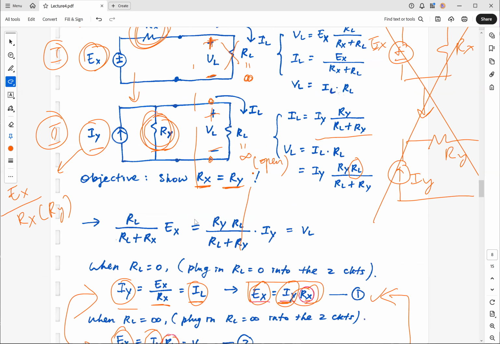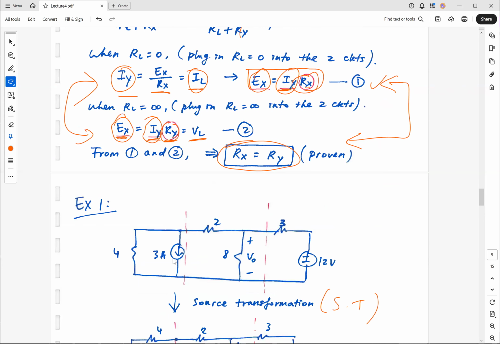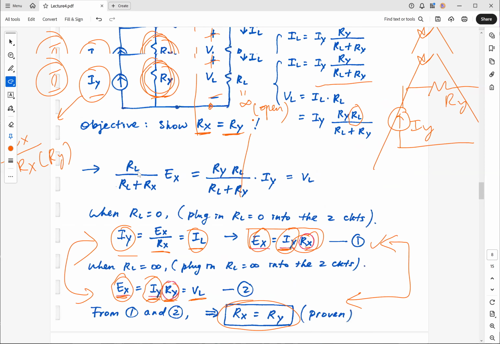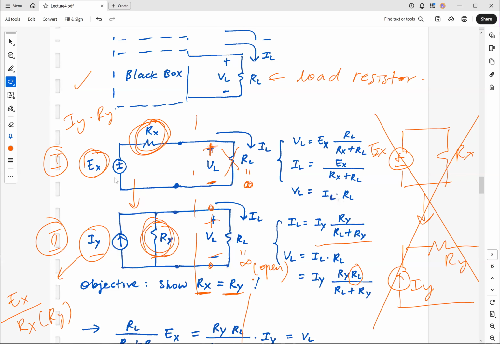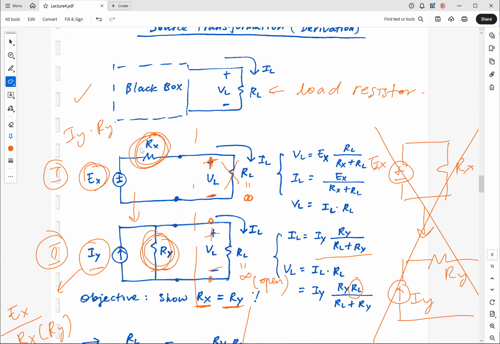Okay. Now in this example, I have one parallel current source and a resistor. So that means I'm going to convert this into a series voltage source and a series resistor. Okay, so I'm going to go from the bottom to the top. Parallel combination to a series combination. I'm going to change this current source into a voltage source while keeping Rx and Ry the same.